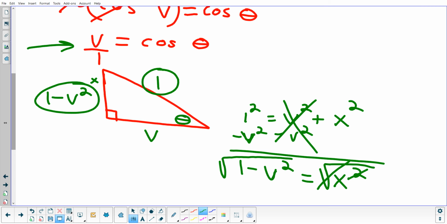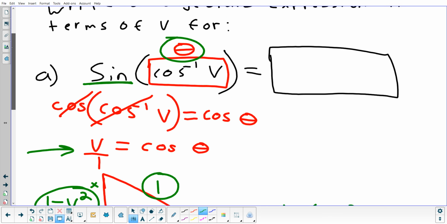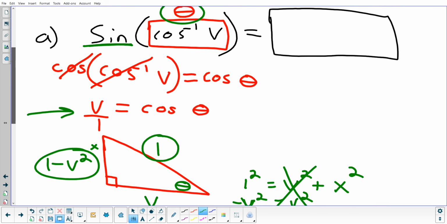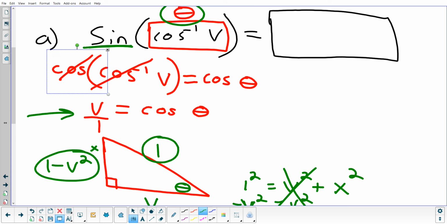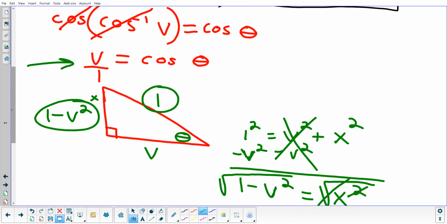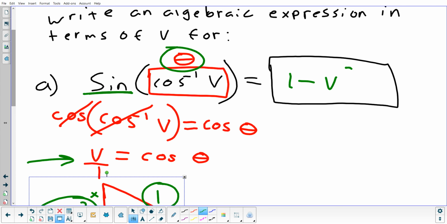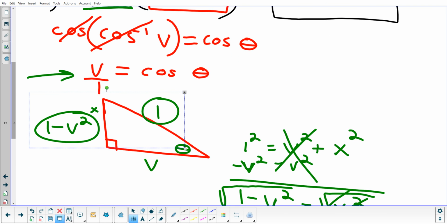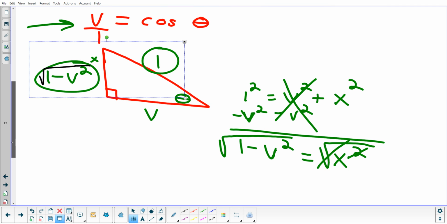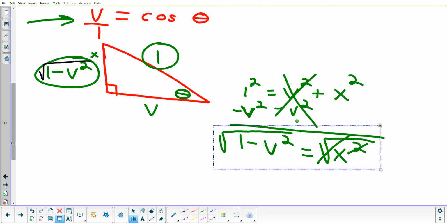Now I can answer whatever question they want to know because I know all my sides. Sine is opposite over hypotenuse, so I'm taking the sine of the theta in my diagram. Opposite divided by hypotenuse. In this case, the hypotenuse is just 1, so I don't even need that. Square root of 1 minus v squared divided by 1. I forgot to put the square root in. I put it here, I don't know why I didn't put it there.